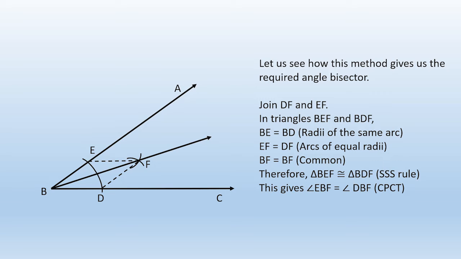Let's look at how this method produces the required angle bisector. Join DF and EF. In triangles BEF and BDF, BE is equal to BD, that is, radii of the same arc. EF is equal to DF, arcs of equal radii. BF is equal to BF, that is common. Therefore, triangle BEF is congruent to triangle BDF by SSS rule. This gives angle EBF is equal to angle DBF by CPCT.